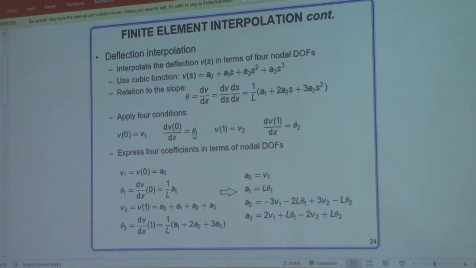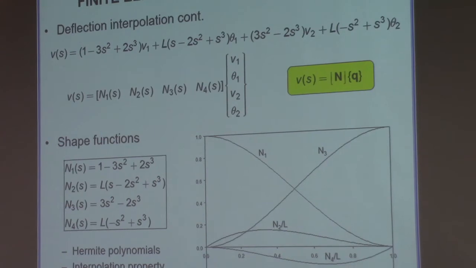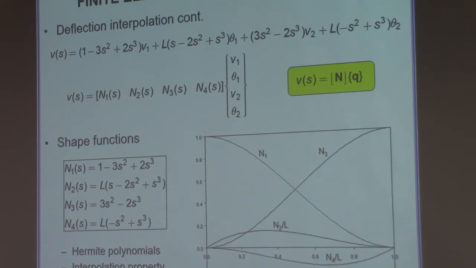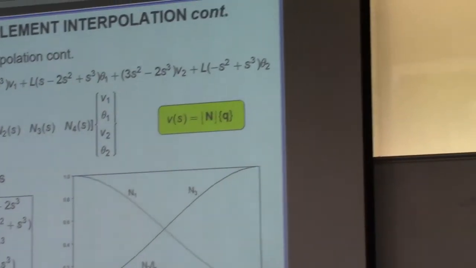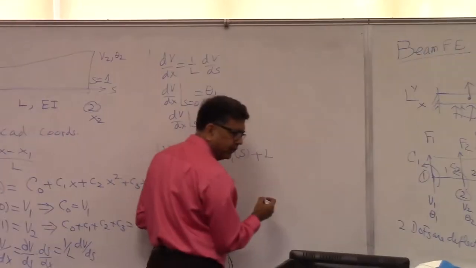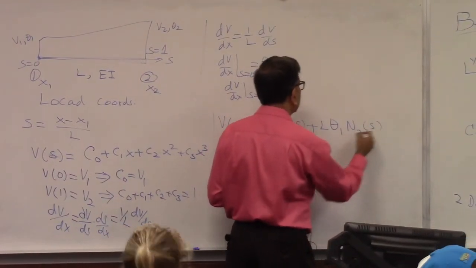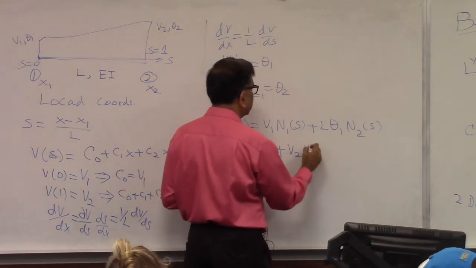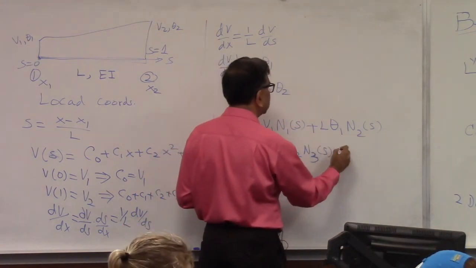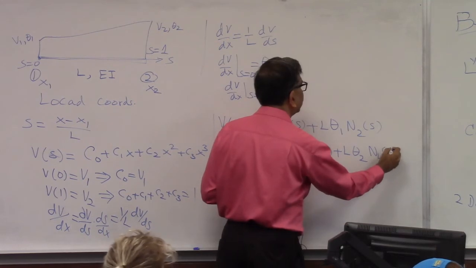Okay, so we are in the interpolation. By the time we finish interpolation, what we do is we get Vs equal to V1 times a function called N1, I'll tell you what N1 is, plus L theta 1 times N2, plus V2 in N3 plus L theta 2 in N4. We get the 4 functions.